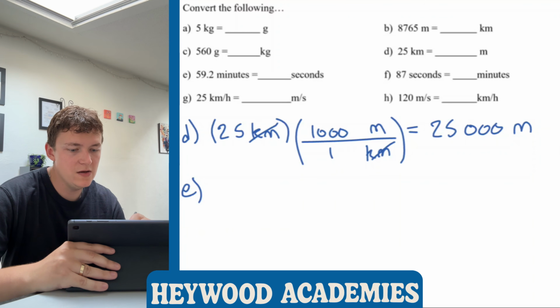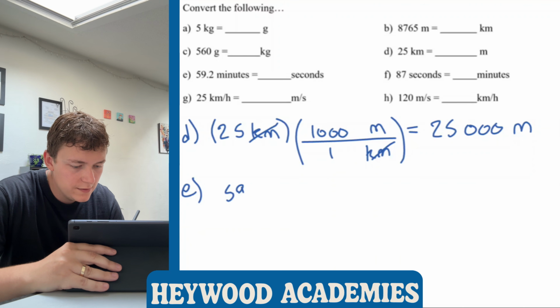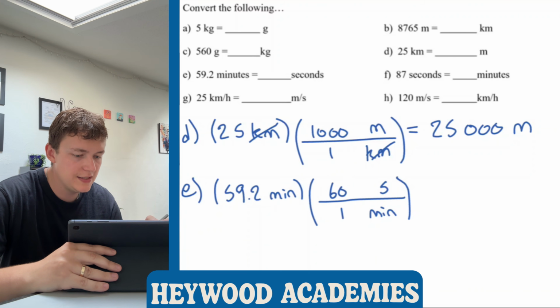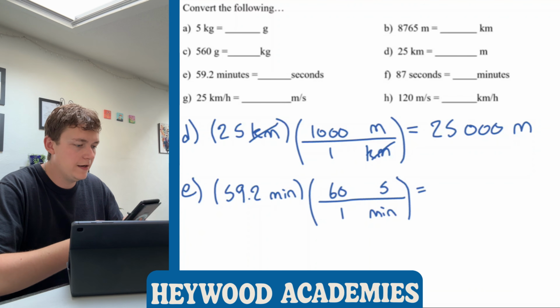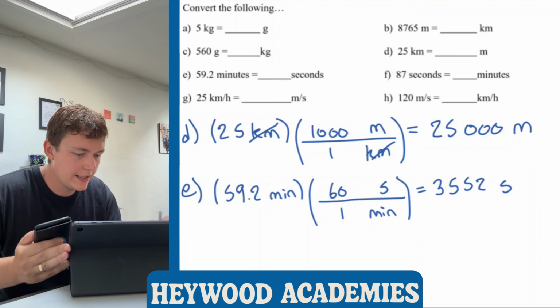Okay, so next for E, we're going minutes to seconds. So we got 59.2 minutes, and we want to convert that over to seconds. So we want seconds up top, minutes on the bottom. Every 1 minute is 60 seconds, so we just got to multiply that number by 60 to get our answer. I'm going to do that in the calculator here. 3,552 seconds.